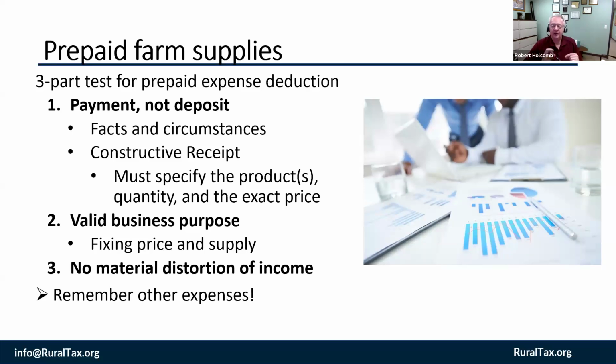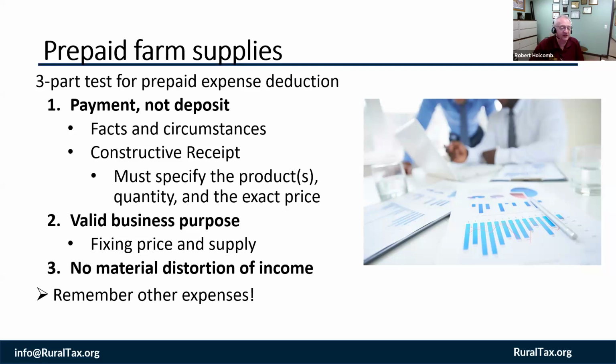Now, with regards to prepayments, this is the rubber hits the road slide. This is the most important thing. When you do prepayments, you actually got to buy something. It has to be a payment. You can't just go to the co-op and put money on account and call it a prepay. You actually have to have a piece of paper saying, I bought X amount of fertilizer, I bought X amount of chemicals, I bought X amount of seed.